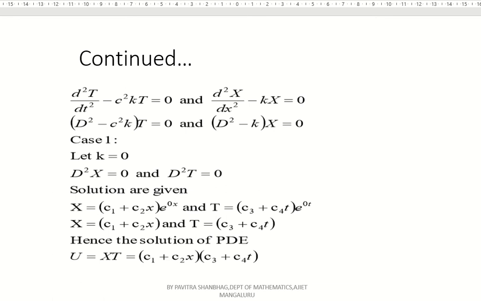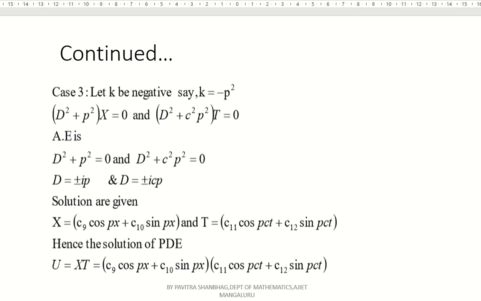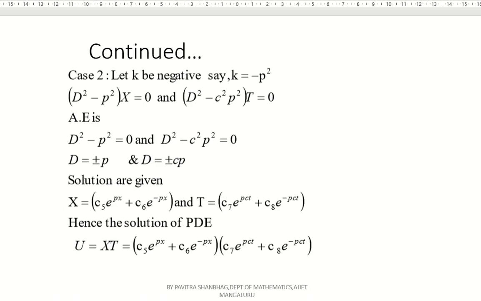Here the solution is like this, right? Sorry dear students, please be careful. Here it should be plus p square. K is positive. Case 3 we have to discuss with the negative p square. Case 2 is plus p square. Make the small correction. K is positive, that is k equal to plus p square. Then (D square minus p square) into X equal to 0 and (D square minus c square p square) into T equal to 0. Now what you will get?